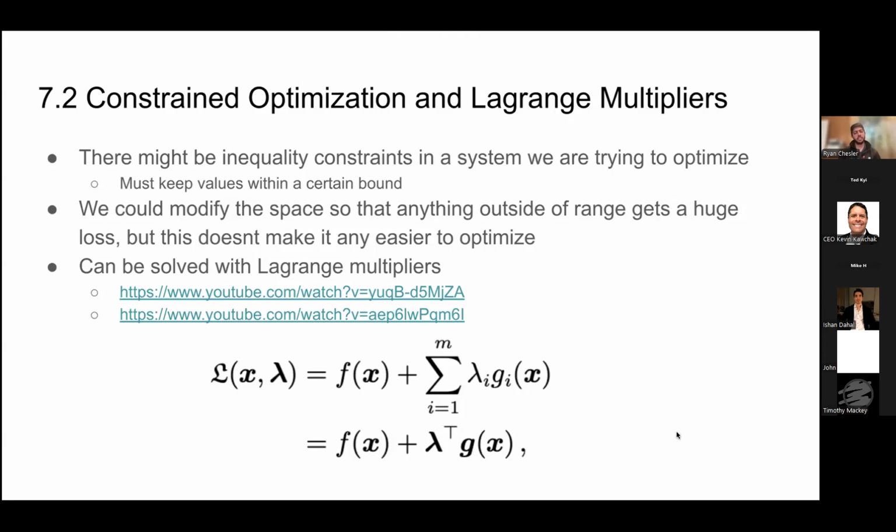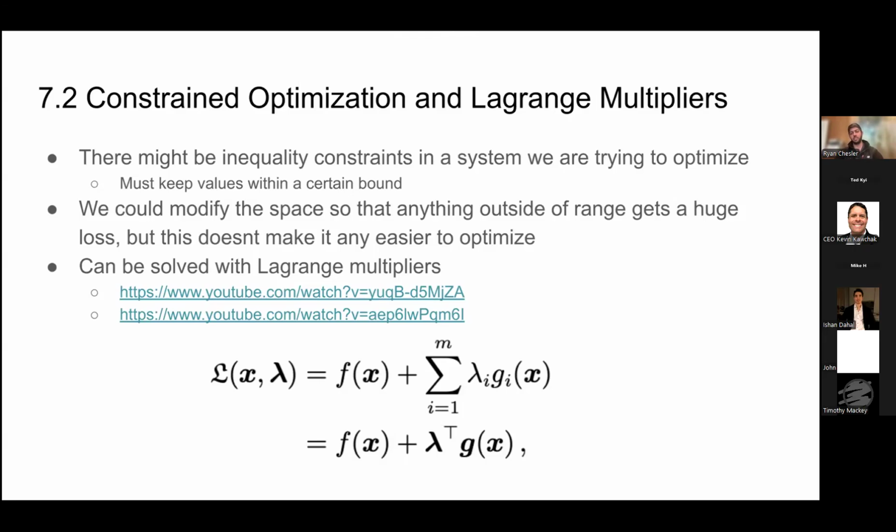So what this section was talking about is if you have certain constraints on your system that you're trying to optimize. So it can't be above a certain value or it can't be below a certain value. You have certain constraints on all of your different variables, and that can significantly change the space that you're working in. So one of the things that they talked about is you could basically say, okay, anything outside of that range, just give it infinite loss.